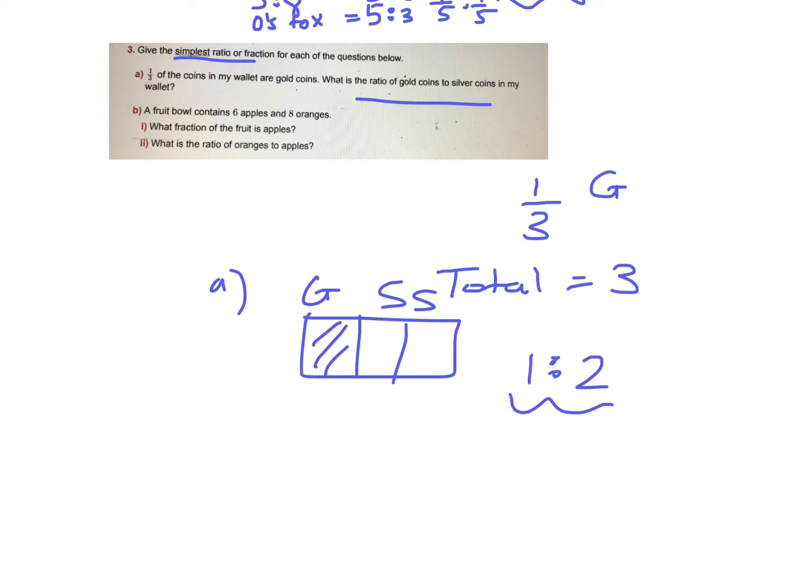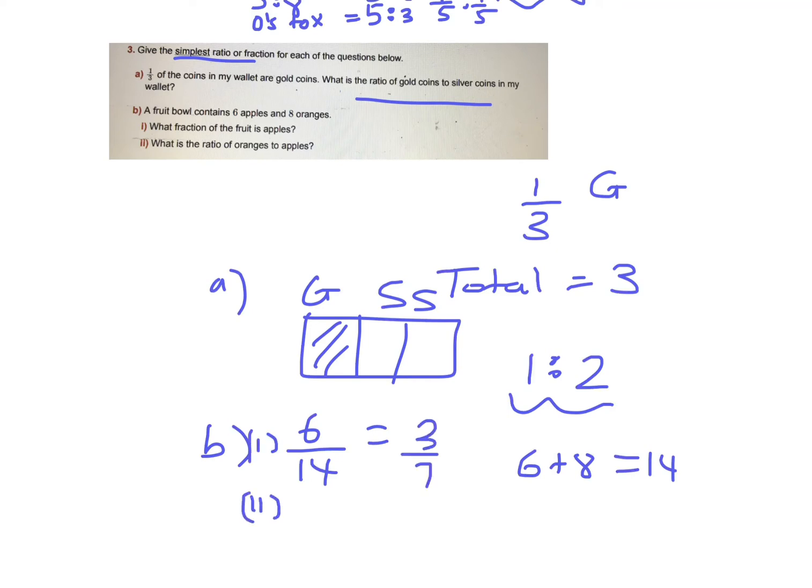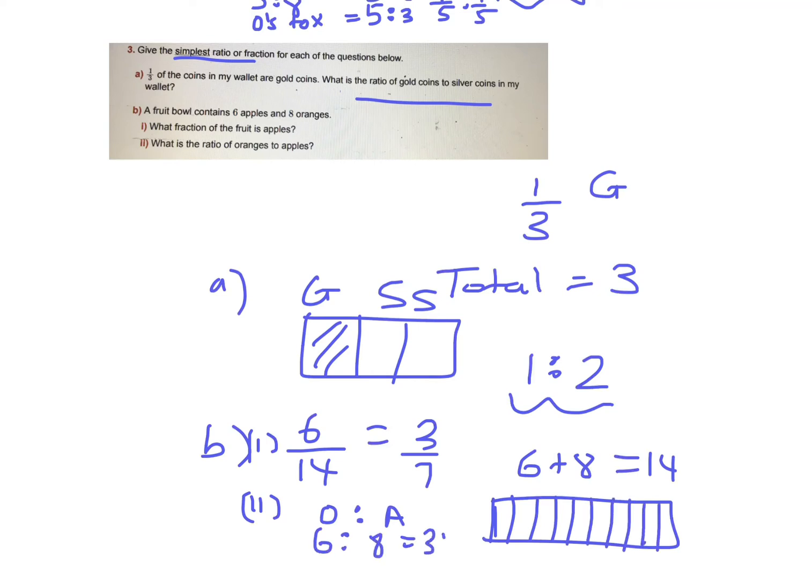A fruit bowl contains 6 apples and 8 oranges. What fraction of the fruit is apples? So there's 6 out of 6 plus 8, which is 14. So it's 6 on 14, which is 3 on 7. So what is the ratio of oranges to apples? So if you think about this, the oranges to apples, that would be 8 to 6. So it'd be 8 to 6, or 4 to 3. Notice the 3 and the 4 add up to 7 parts.